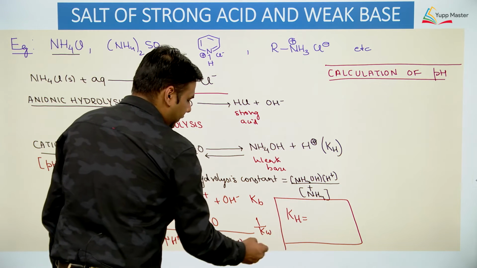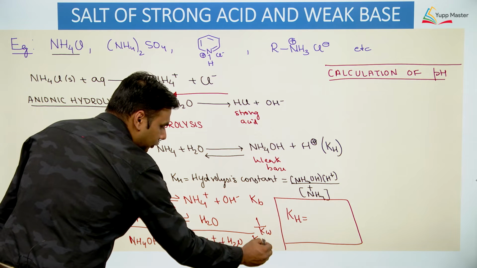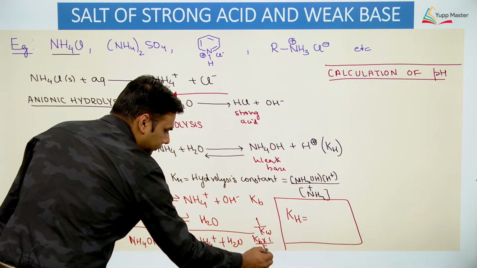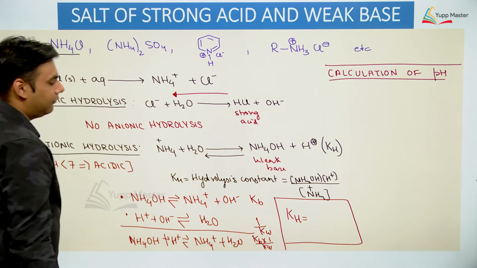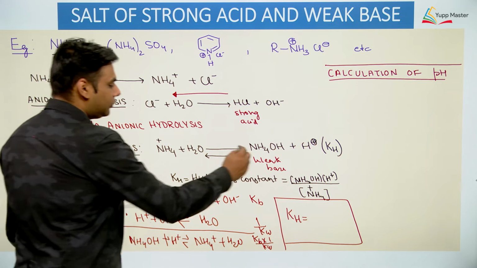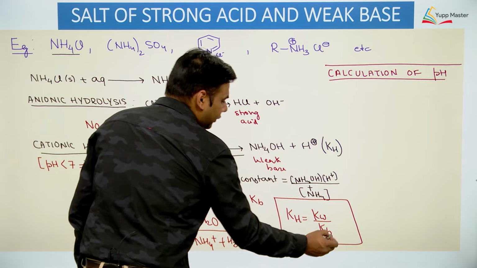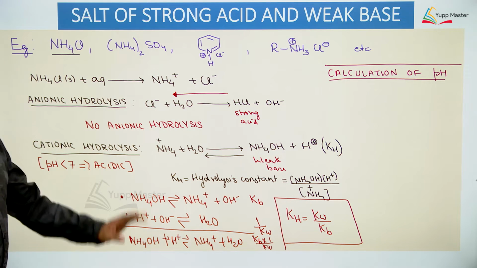So when you add two reactions, the equilibrium constant is the product of the two reactions, so this will be KH into 1 upon Kw. So this is basically Kb upon Kw. So KH of this reaction would be Kw upon Kb. Okay. So basically there is a shortcut to remember this.